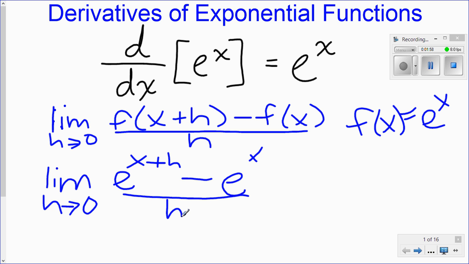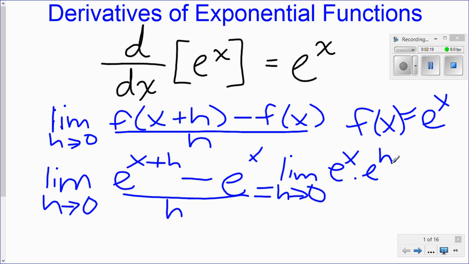Okay, now to evaluate this limit, we're going to start with properties of exponents. So the e to the x plus h power, we can actually rewrite as e to the x times e to the h power. Because remember, when we multiply powers of the same base, we add the exponents. So this is just going backwards. Okay, minus e to the x all over h.